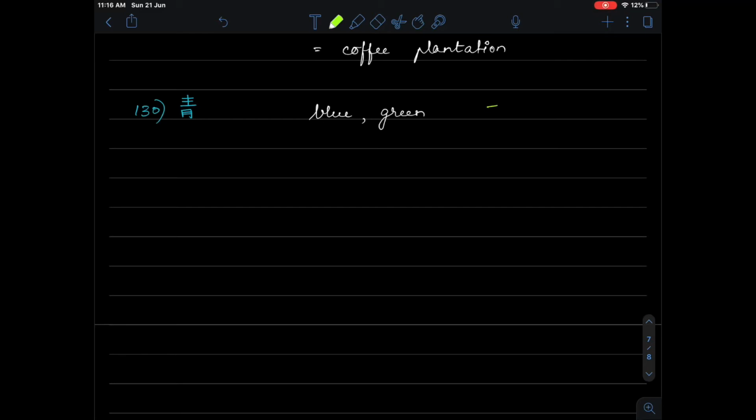Okay. It has a bunch. The first is ao. Then you have ao. Then you have aoi. Oops, I apologize. You have aoi. Okay. The onyomi is again sei and sho.